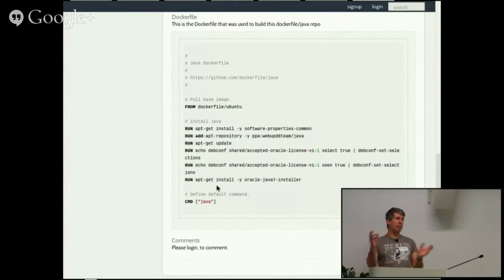As a matter of fact, you don't even have to pull it down first. You can just do docker run my image, and it'll realize, oh, I don't have it already, pull it down, run it. It's that simple. And I've done it a dozen times. It doesn't take very much. It works very well.